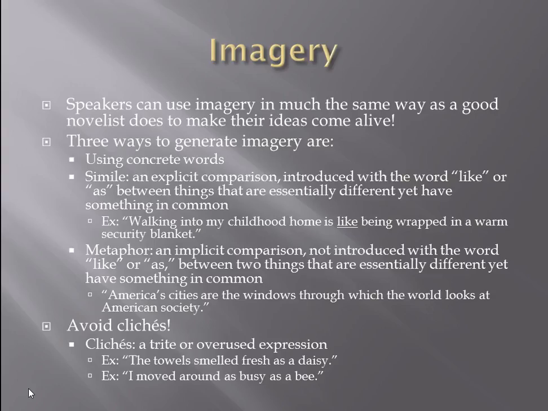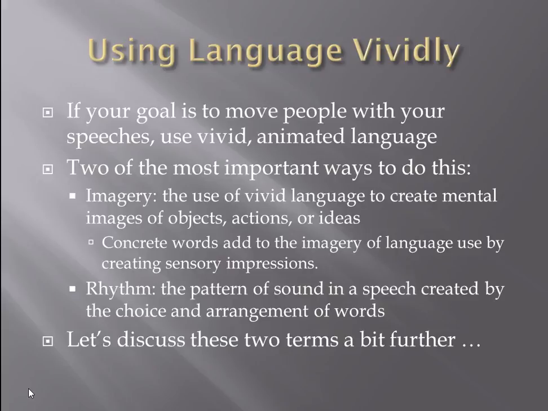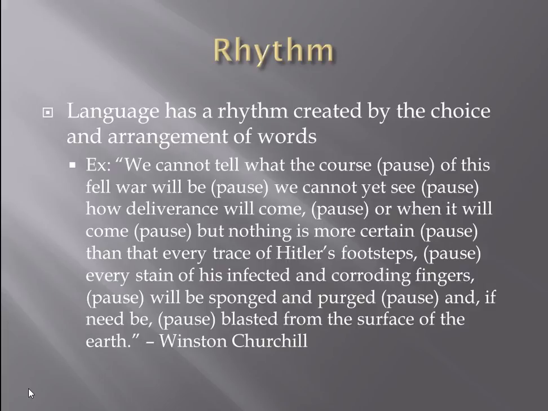Now, another way that we can use vivid language in a speech is to create rhythm. And like I said, a rhythm is the pattern of sound in a speech created by the choice and arrangement of words. So language has a rhythm by the way we choose or arrange our words. For example, I've got an example here that I want to go over. Here's an example of rhythm by Winston Churchill.